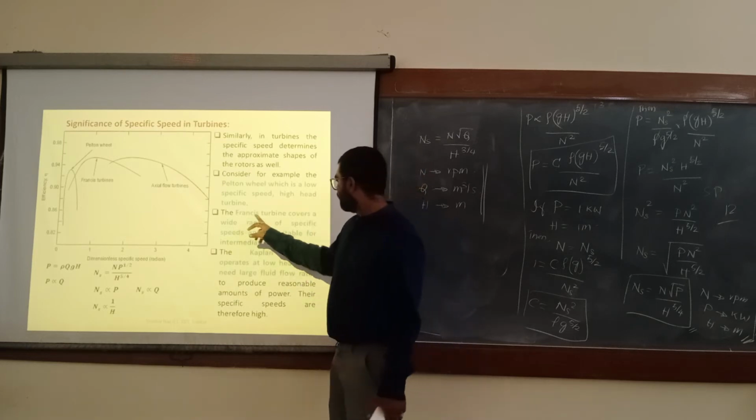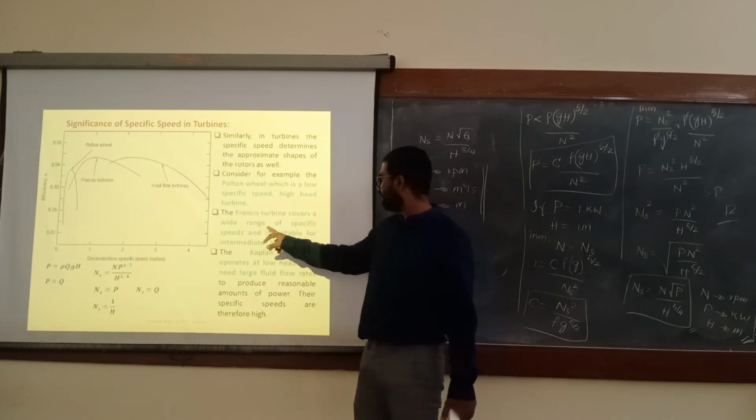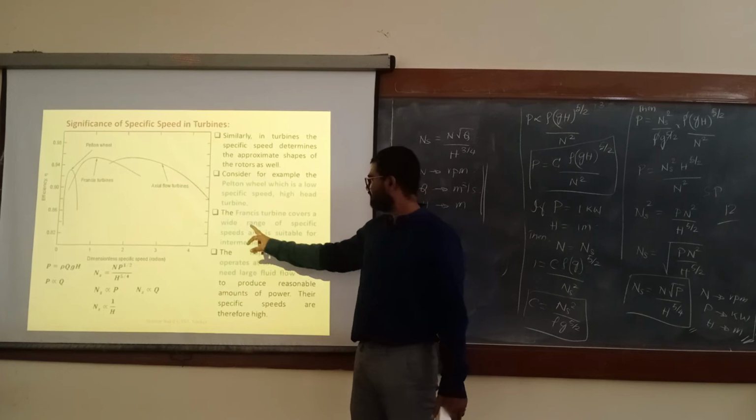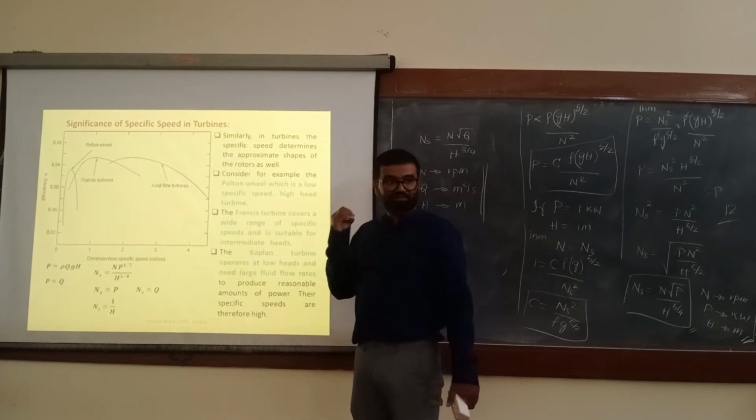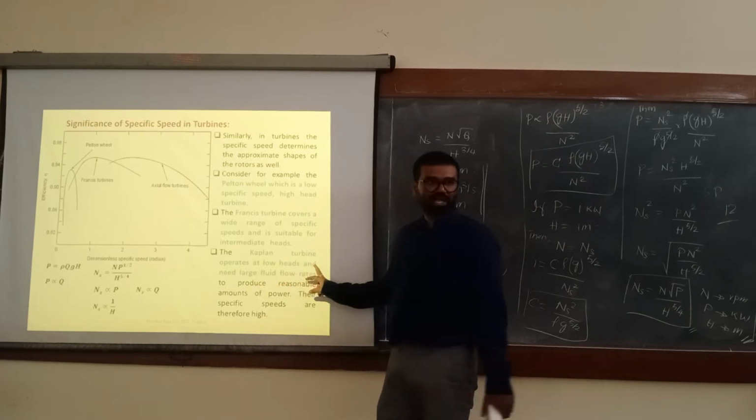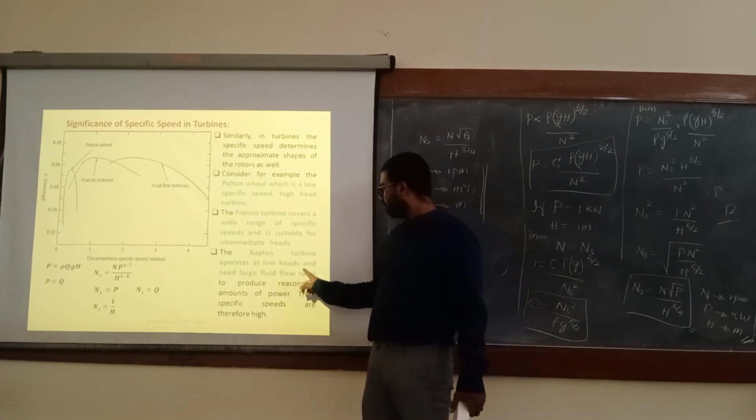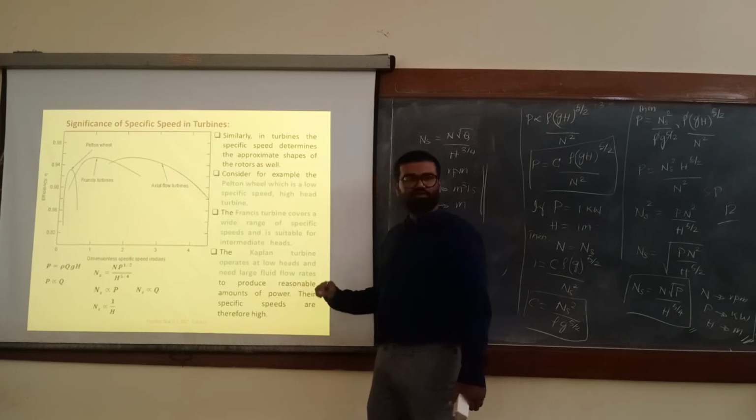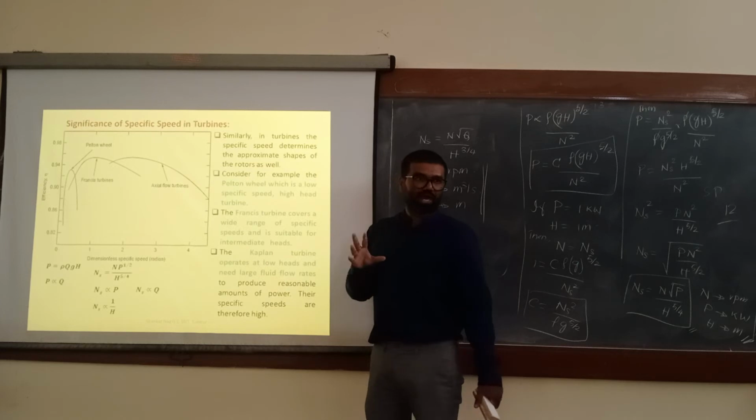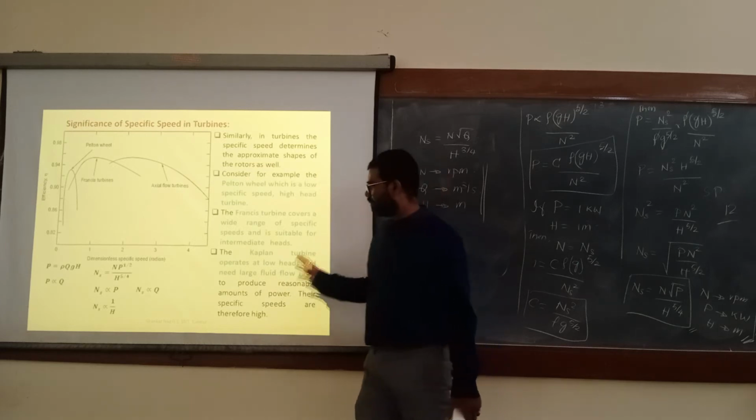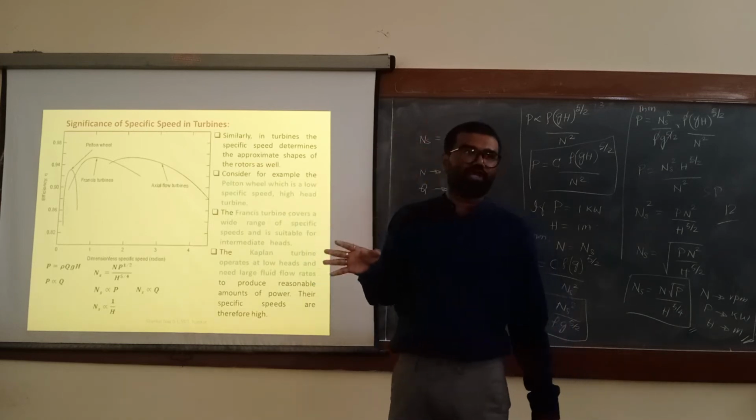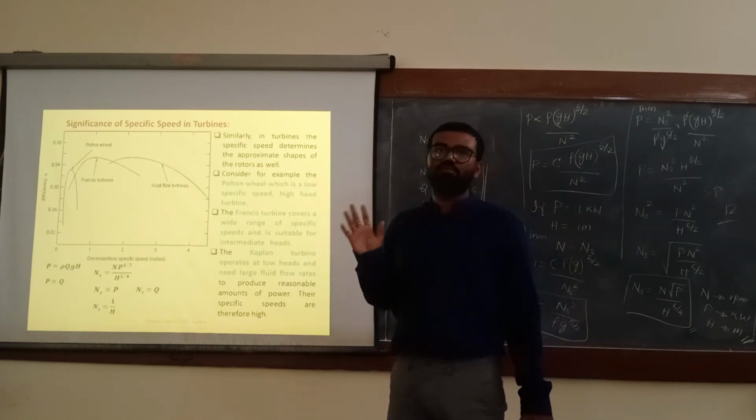And we have the Francis turbine, which covers a wide range of specific speeds and is suitable for intermediate heads. That means these Francis turbines work efficiently under medium head and medium discharges. Next we have the Kaplan turbine, which operates at low heads and needs large flow rates. That means these Kaplan turbines work effectively under low heads and high discharge. Suppose we have a site condition, meaning the site where we need to install the hydraulic power stations.